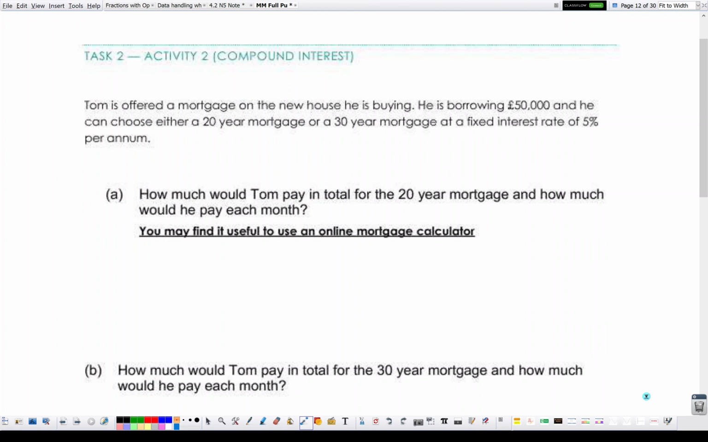Okay, so task 2, activity 2, compound interest. So we're going to talk about this just now. The situation we're given is Tom is offered a mortgage on the new house he's buying.